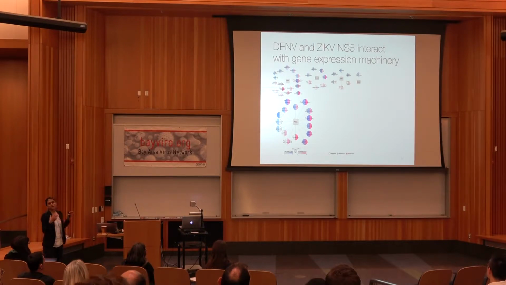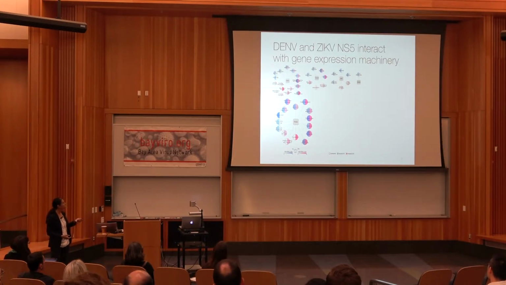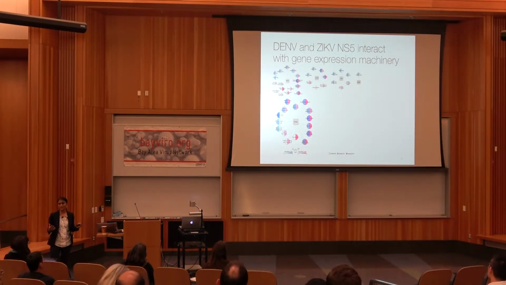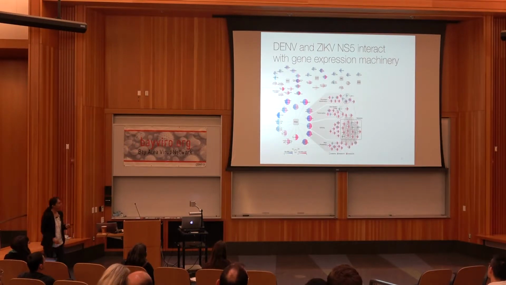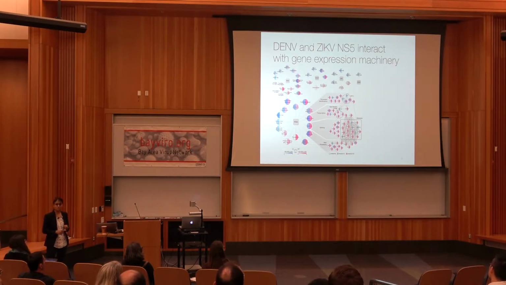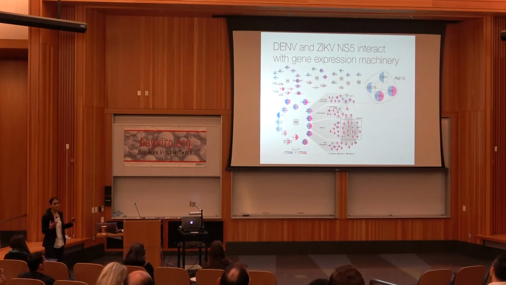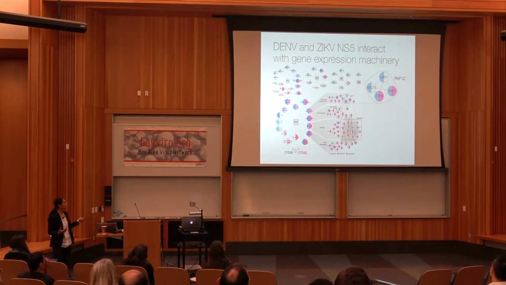What I hope you can gather from this slide is not that you can read every single GO enrichment category in its small text, but to observe that NS5, the viral polymerase, really has a lot of shared enrichment categories for both data sets, and specifically, enrichment categories relating to gene expression. We saw enrichments for proteins related to chromatin modification, transcription, splicing, and RNA processing. What struck us the most was this interaction between the viral polymerase NS5 and this protein complex PAF1C.